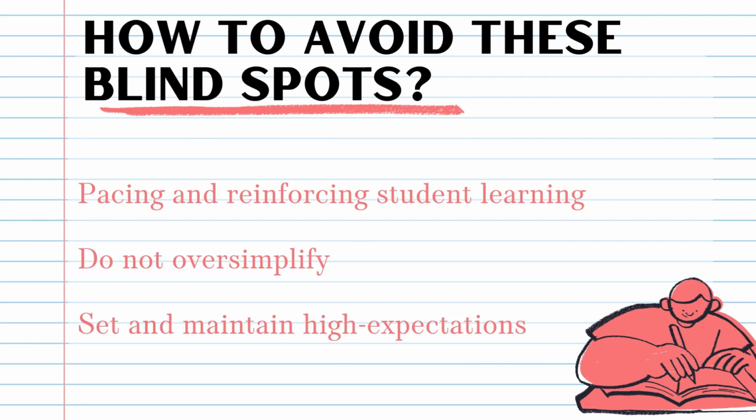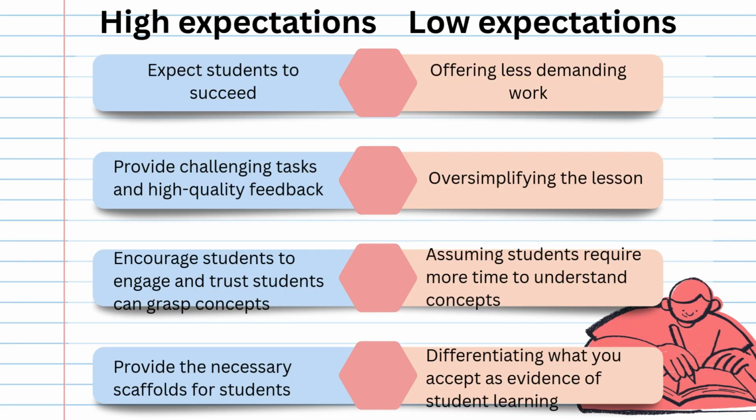Some other ways to avoid teacher blind spots are by pacing and reinforcing student learning, making sure that we do not oversimplify, and setting high expectations. The difference between your high expectations and your low expectations is shown on the slide. A high expectation is that we expect students to succeed. A low expectation is that we offer less demanding work because we think that students can't handle work that is on the grade level or on standard.